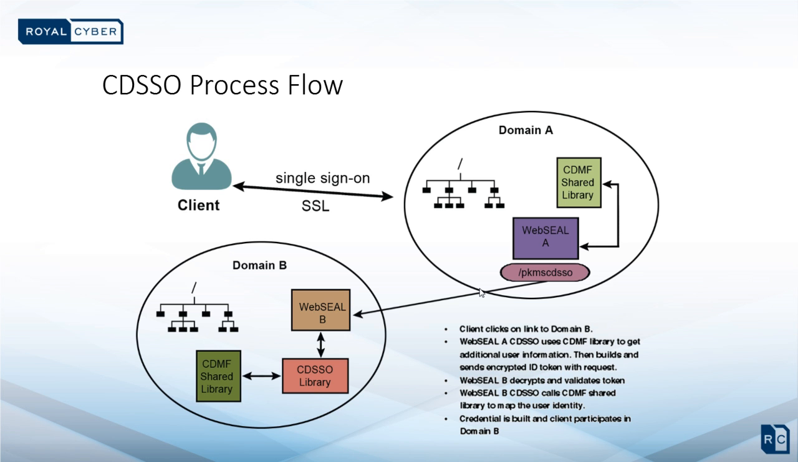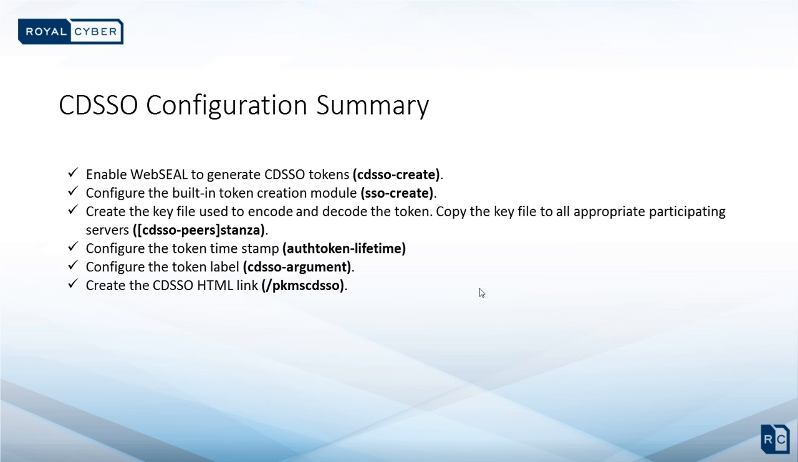The CDMF library passes the user's mapped identity and any extended attribute information back to the token consume module, and the token consume module passes the identity to the WebSeal server, which builds a credential. The WebSeal B authorization service then permits or denies access to protected objects based on the user credential and the specific ACL or protected object policy permissions associated with the requested objects.